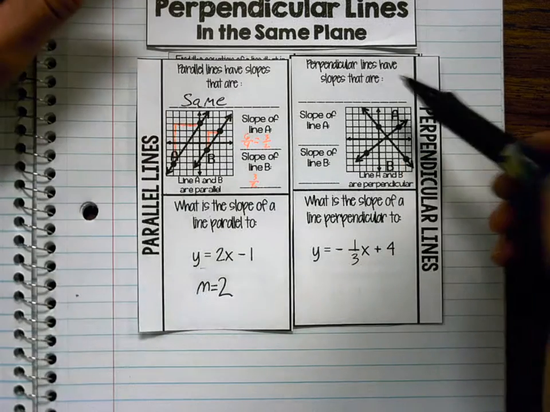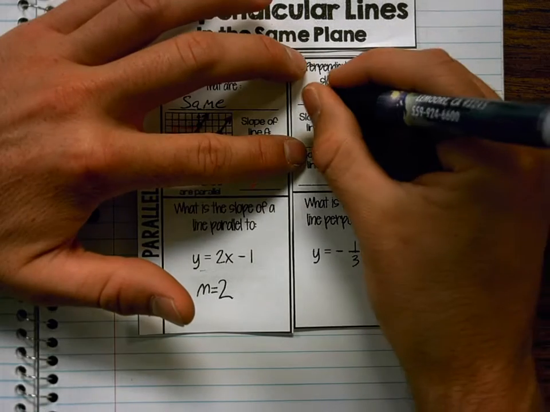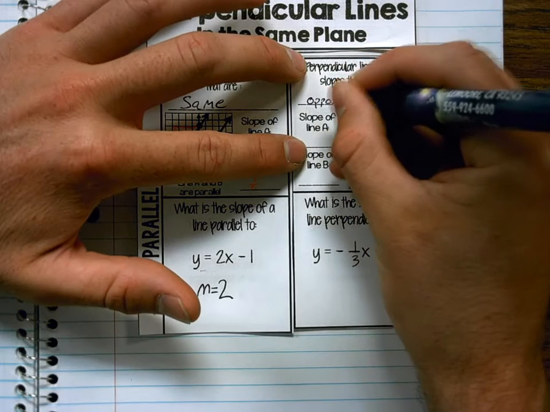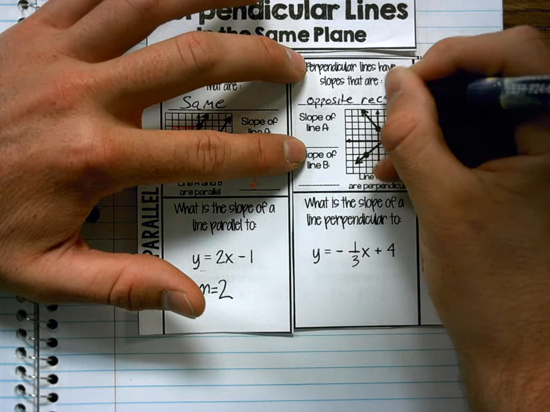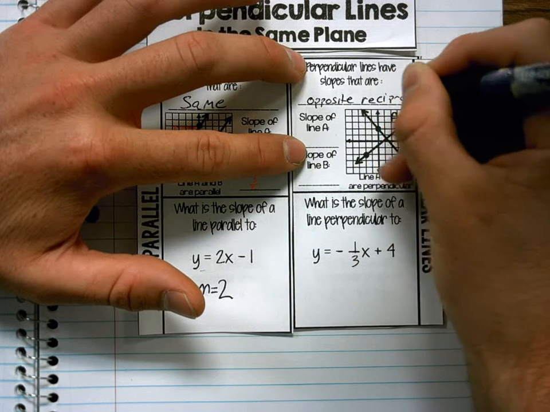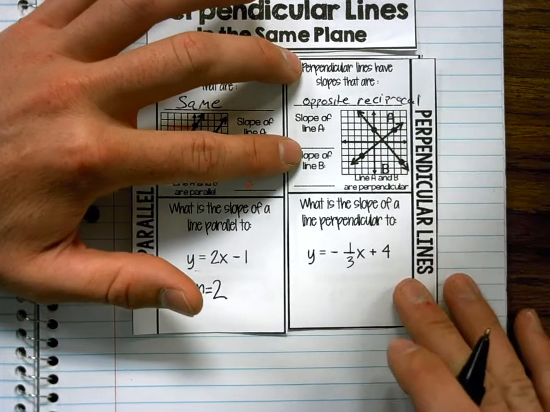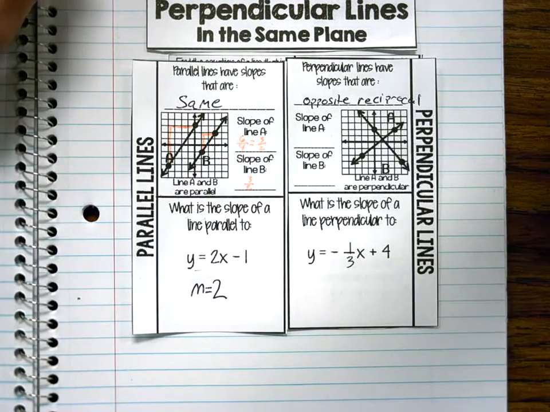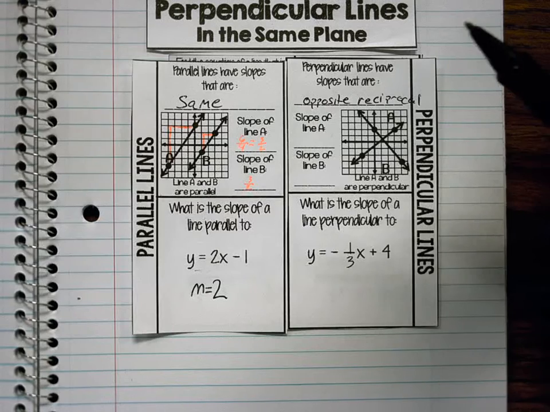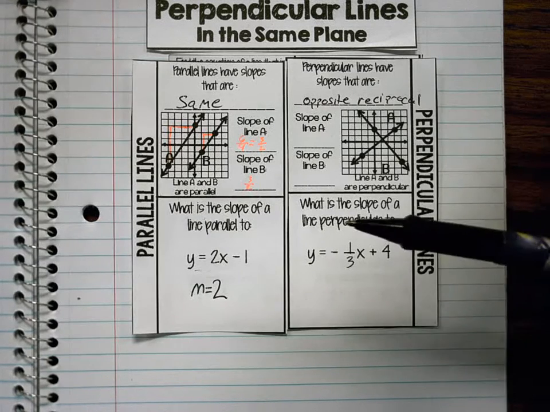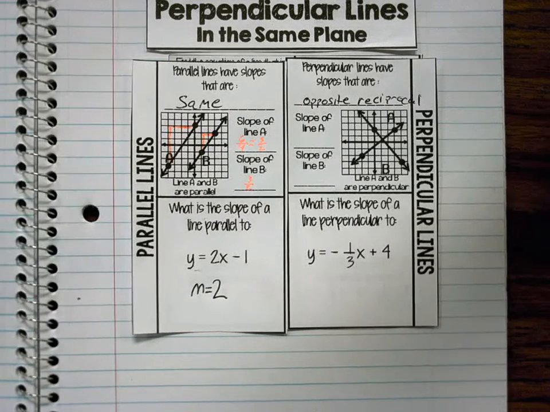Okay, perpendicular lines have slopes that are opposite, reciprocal. Opposite, reciprocal. What is the opposite of 1? Negative 1. So opposite means you change the sign. If you have a positive number, opposite means make it a negative. If you have a negative number, opposite means make it positive.